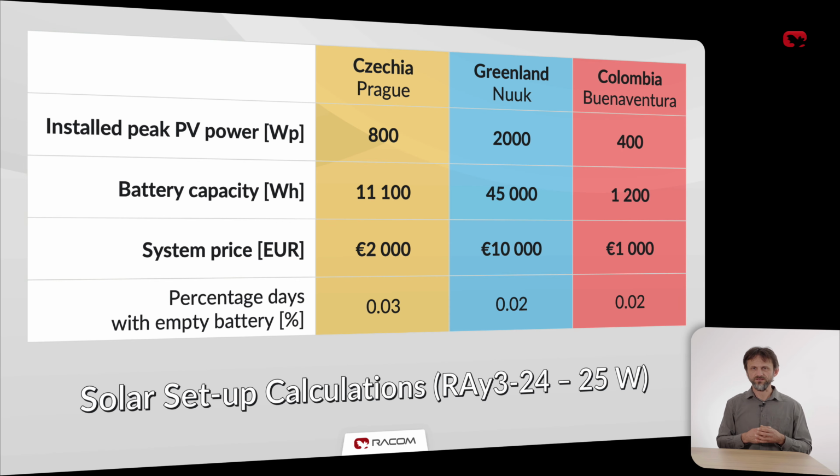As you can see in the chart, major drops in solar intensity always lead to larger backup batteries. And here is the final calculation for Ray 324. While installed photovoltaic panel power is only doubled, installed battery capacity can rise tenfold depending on location. And the same goes for price. This is the budget based on geographical location.